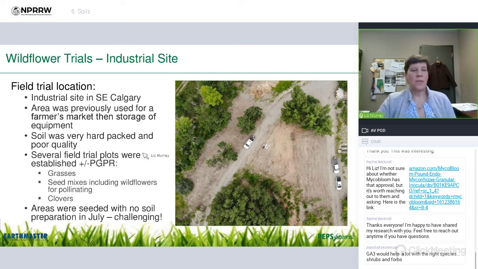And we set up several field trials with plus and minus P2PR treated seed. Some involve grasses, some involve seed mixes, and some involve clovers. I'm only going to talk about the seed mix ones that had wildflowers in them. And the areas were seeded at a very challenging time, so in July, and with no soil preparation. So we basically deployed the seed, just lightly raked in the surface, not that you could really call it raking given that it was hard as rock. And then we watched.